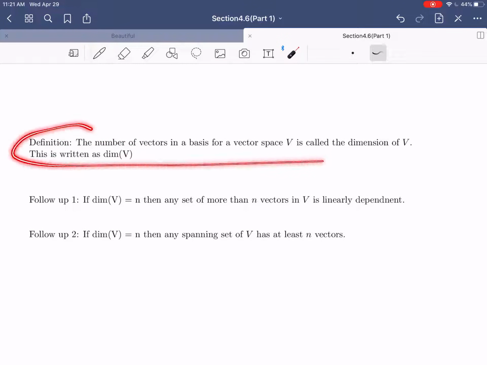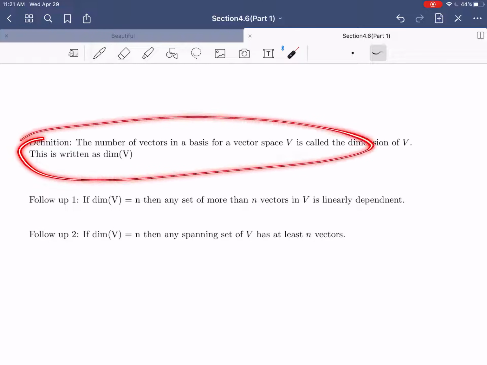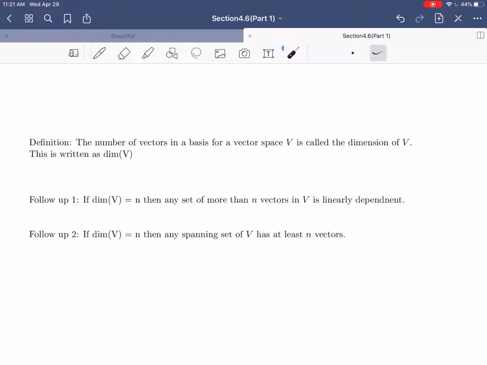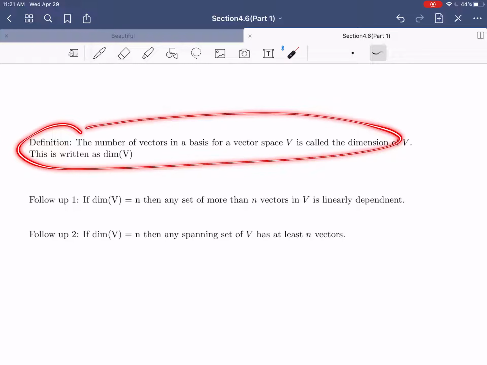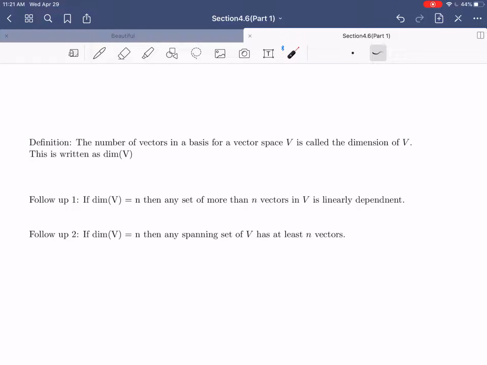Now, the reason we can state this definition is because we just proved in the previous part that every basis has the same size. So it's a well-defined concept to talk about that size. If we hadn't proven that previous theorem, we wouldn't be able to state this definition, because we'd ask, how do we know the size of the basis is the same? How do we know the dimension of V is actually a single value? Now we know every basis for a given vector space is the same size, so dimension of V is a well-defined concept. The dimension of V is simply the number of vectors in any basis for that vector space.